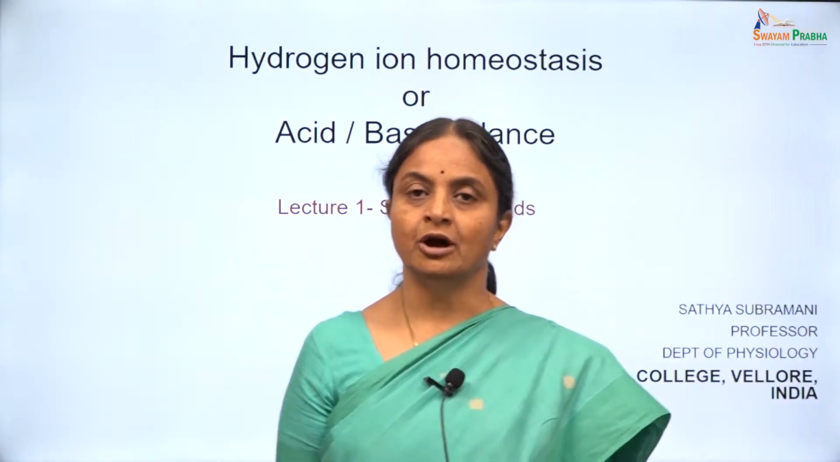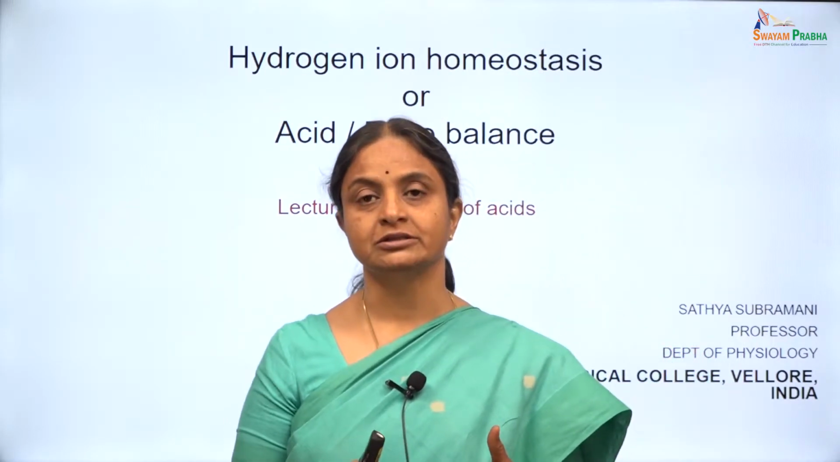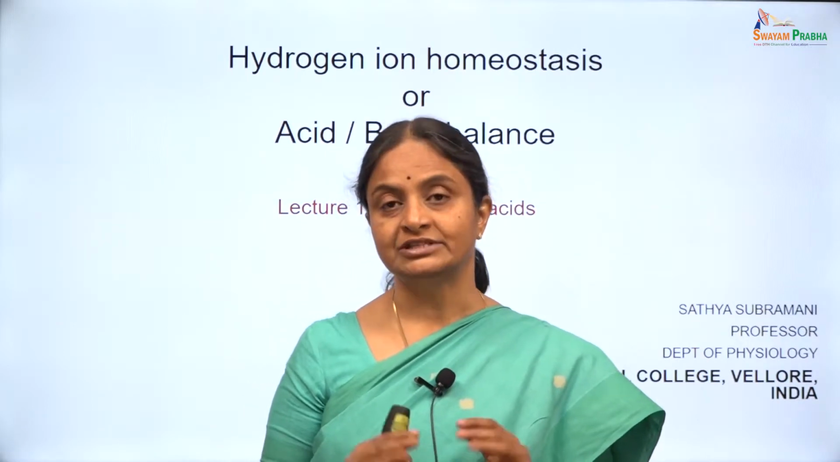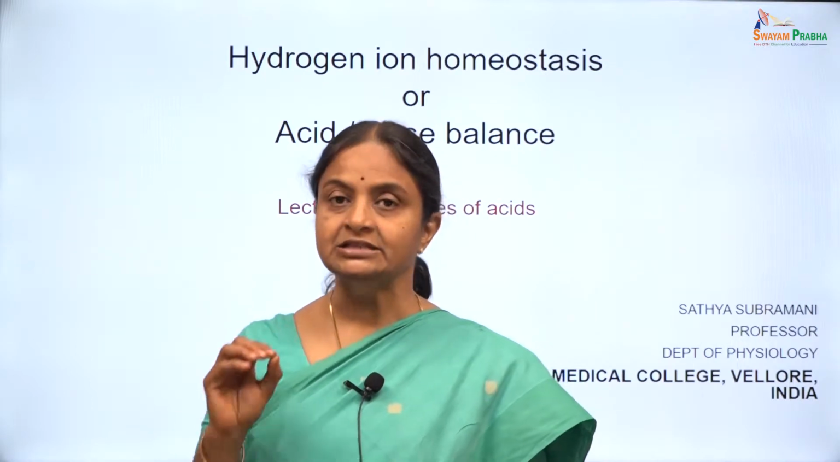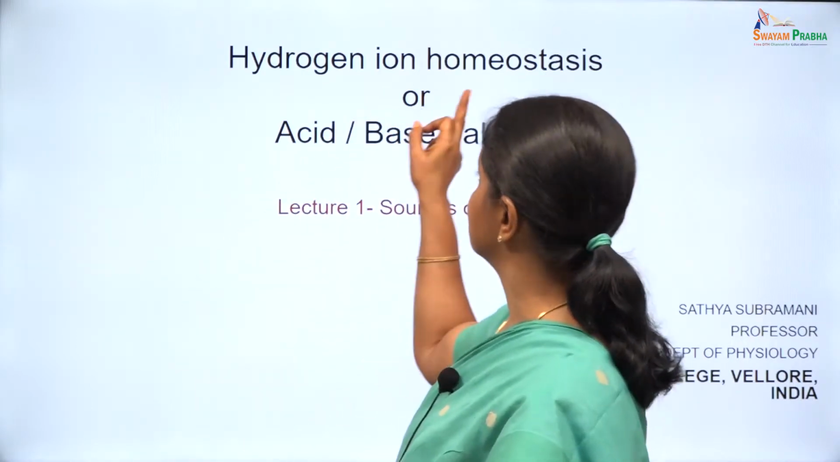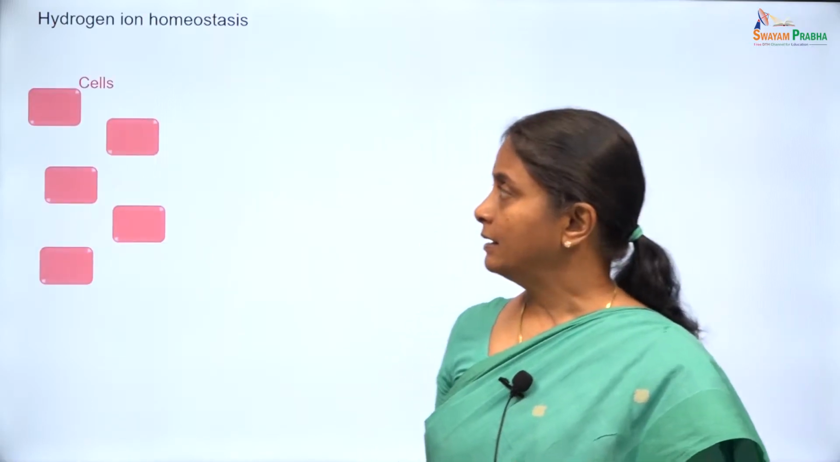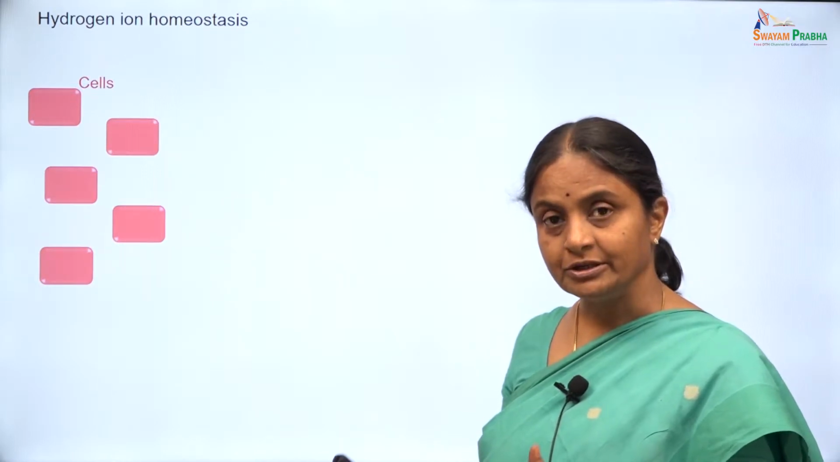Hydrogen ions or protons have to be maintained within fairly constant levels in extracellular fluid and plasma for cells to live happily. And the constancy of the environment is what is meant by the term homeostasis. Cells need a fairly constant environment to live.